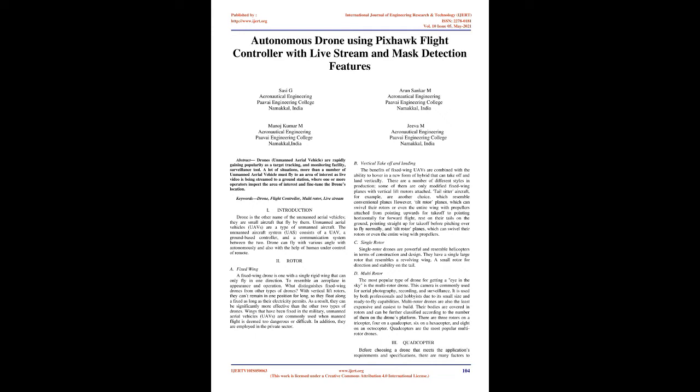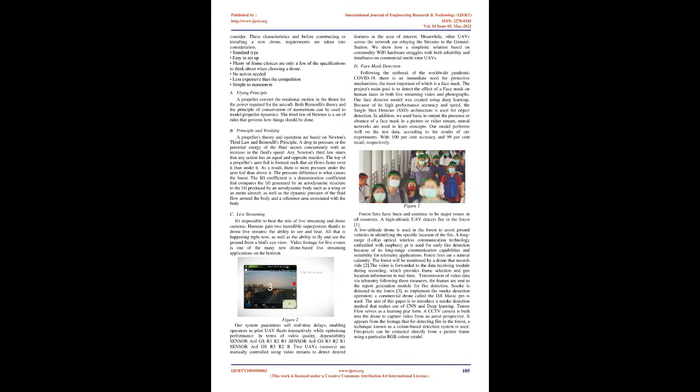Quadcopter. Before choosing a drone that meets the application's requirements and specifications, there are many factors to consider. These characteristics and requirements are taken into consideration before constructing or installing a new drone. Standard type. Easy to set up. Plenty of frame choices are only a few of the specifications to think about when choosing a drone. No servos needed. Less expensive than the competition. Simple to maneuver.